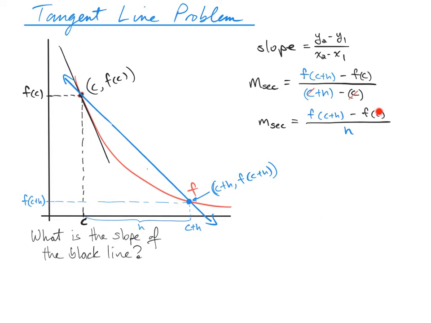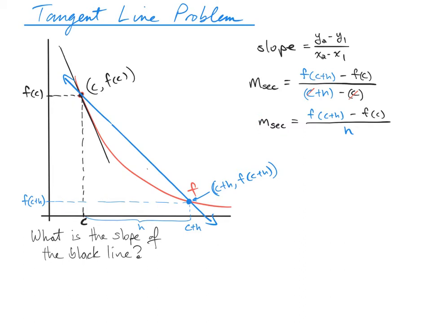f of c plus h minus f of c all over h. And you may have seen this before in a previous math course. This is called the difference quotient. And this is what we use to find the slope of a secant line, or another way to say the average rate of change.